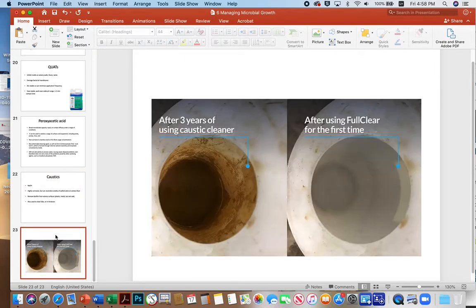So not surprisingly, there are caustic alternatives, and you see this product called Full Clear. After 3 years of using a caustic, you see this pipe all etched and scratched up and damaged. Full Clear is basically a proprietary product that consists of peroxide and nitric acid, but you can see that there's a bit of a difference there.